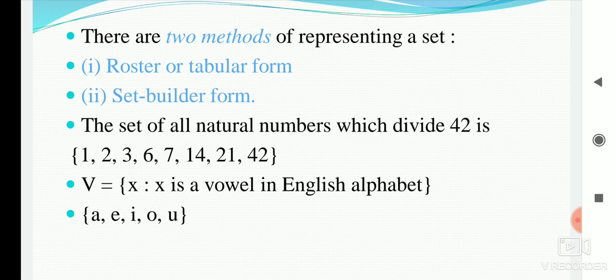So let's see two methods of representing a set. Let's see the first example: the set of all natural numbers which divide 42. Obviously the numbers which can divide 42 have to be less than 42 or 42 itself. So it is nothing but a finite set. What are the numbers which can divide 42? 1, 2, 3, 6, 7, 14, 21, 42.